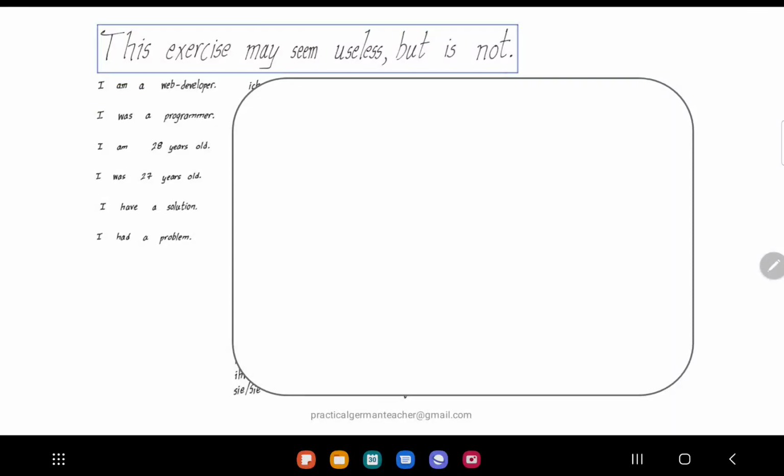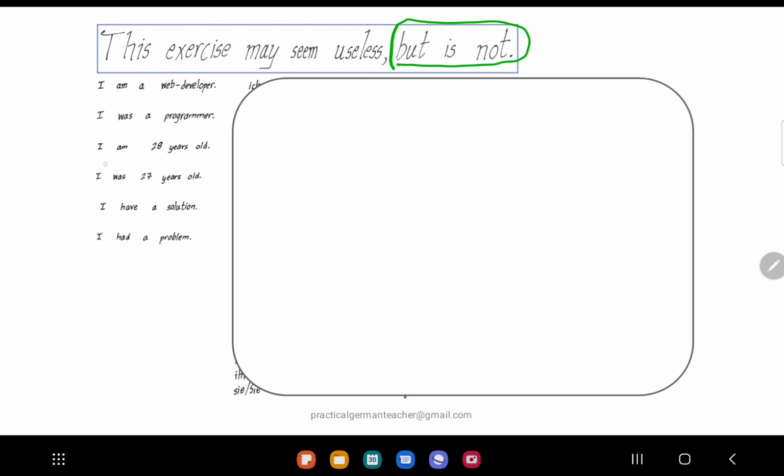This exercise may seem utterly useless for this session because you already know how to say these things in German, but it is not. Why it is not, we will realize just in a few minutes. But before we do that, let us see if we can write these 7 sentences in German.